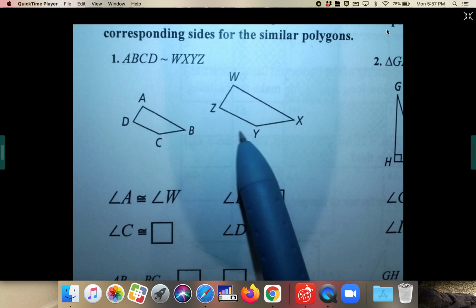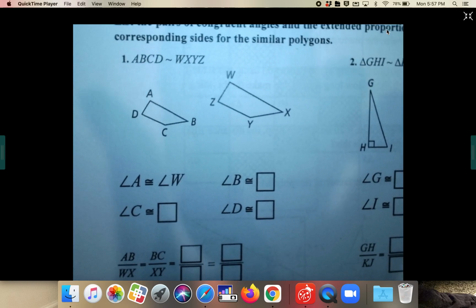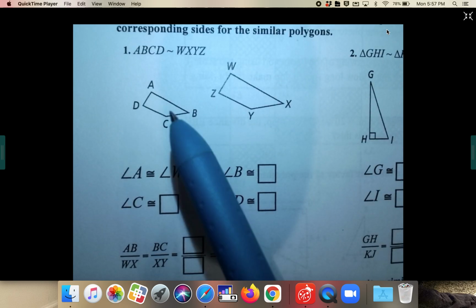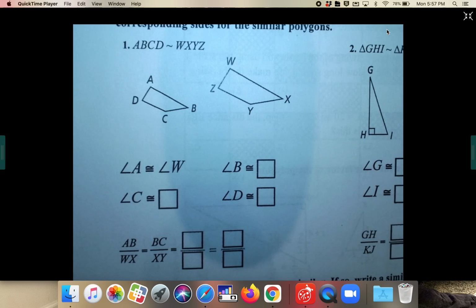So here are the polygons. Actually, I might have to raise this camera up so you guys can see better. Okay, so here are the two shapes that are similar. Here's pictures of them, and then here are the blanks that we're going to fill in.